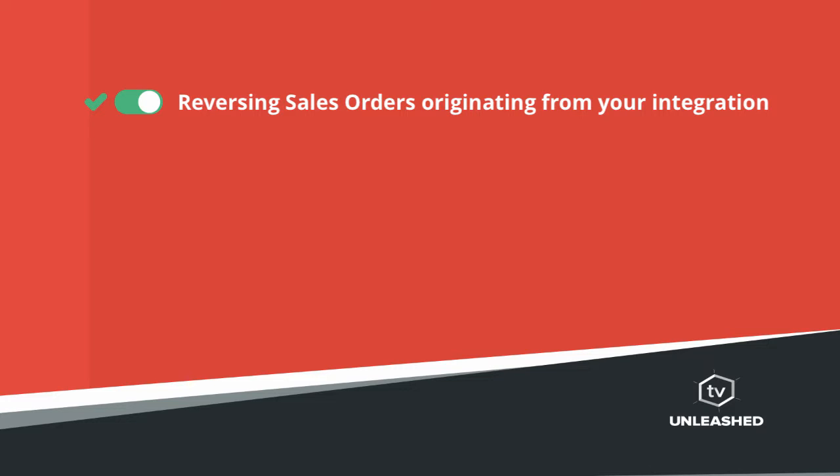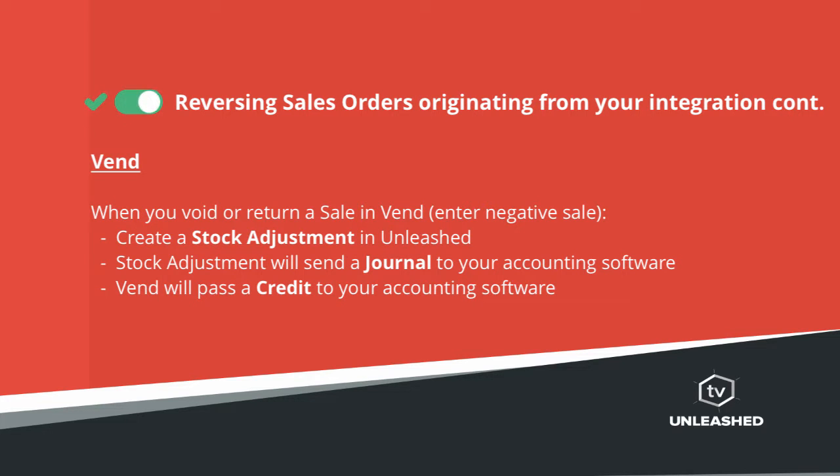Let's look at the scenarios where your sales order originated from an e-commerce or point-of-sale platform that you are integrated with. You will note here that the credits in those systems are not automatically sent to Unleashed, so there is some additional action that is required.